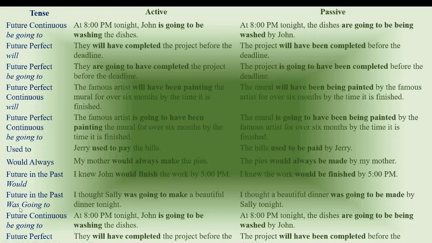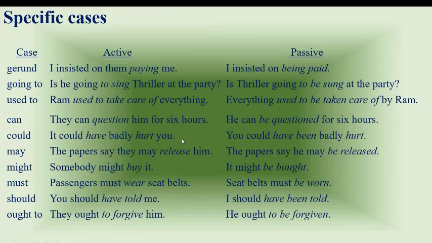Future in the past, was going to. I thought Sally was going to make a beautiful dinner tonight. I thought a beautiful dinner was going to be made by Sally. It is the same as is going to, but in the past. Future continuous, be going to, is the same as before.